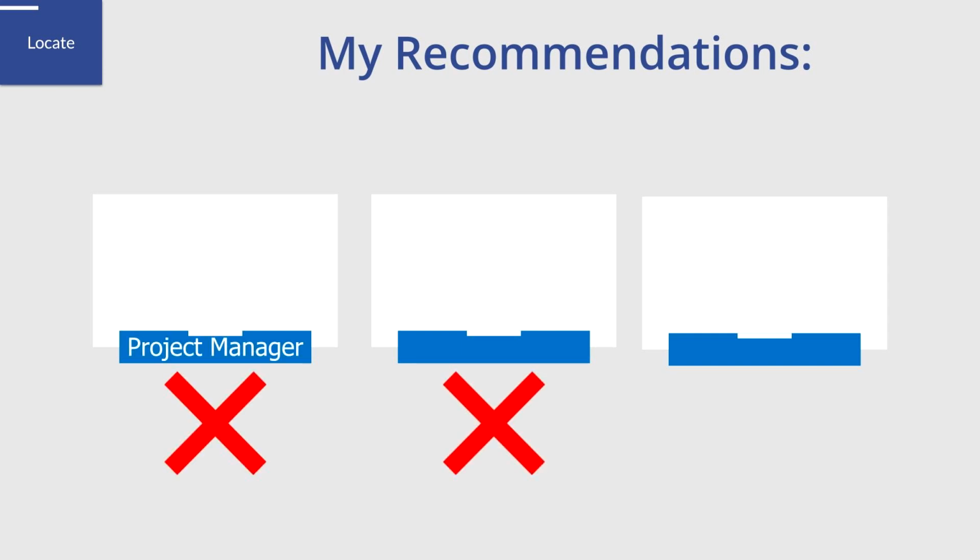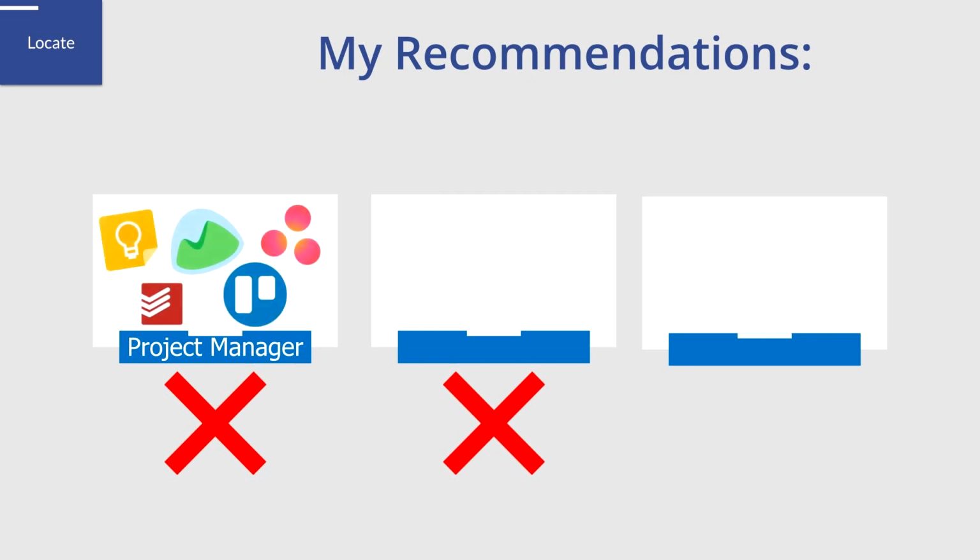The first one will be your project manager or to-do list. So this will be your Asana, your Trello, your Basecamp, or your Todoist, Google Keep, wherever you keep your actual to-do lists and project management, you don't want to put business ideas there.